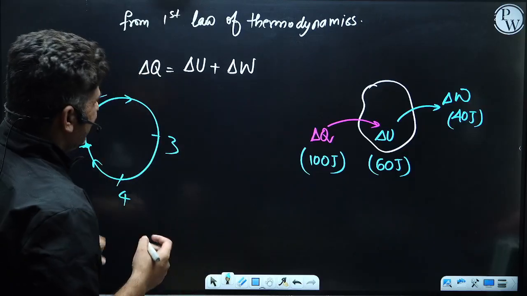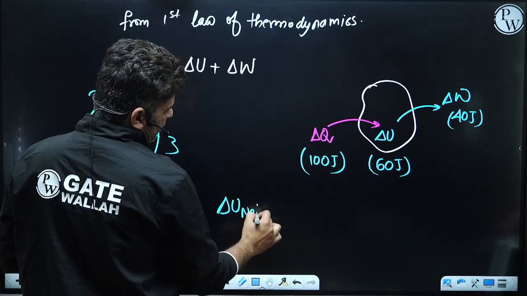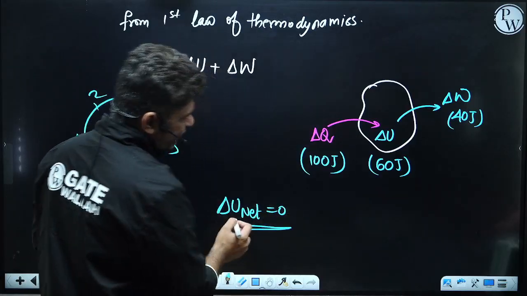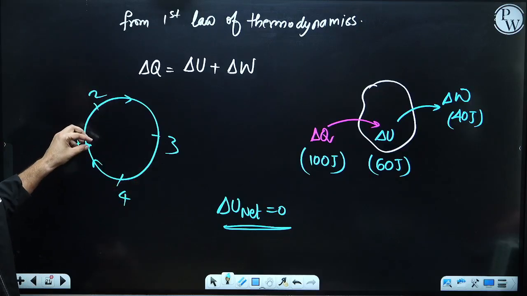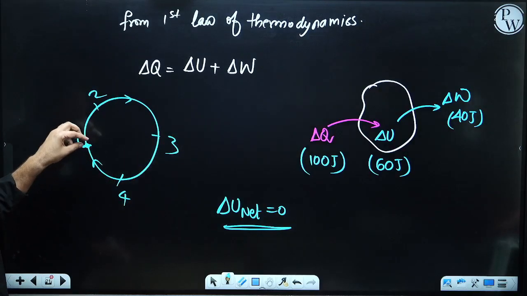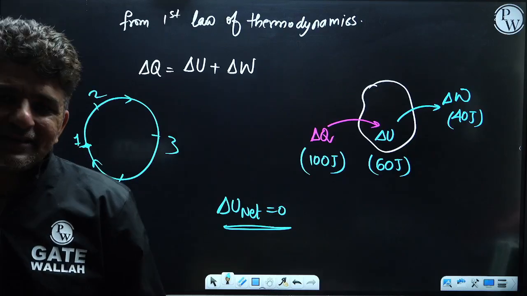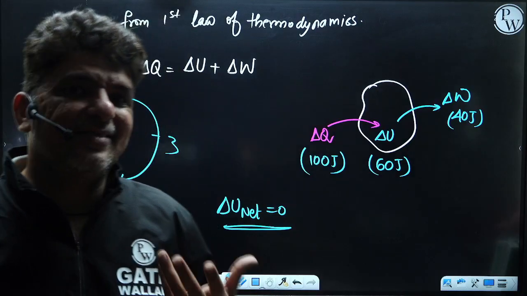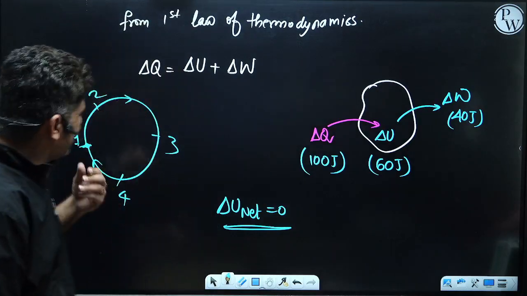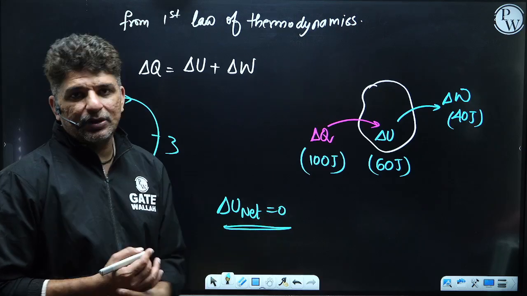So can I say delta U net should be 0? If your system has started from one location and again it has come to the same location, that means temperature, entropy, everything will be the same. And if everything is the same, if temperature is the same, then the amount of internal energy it is carrying will be the same. So delta U net will be 0.